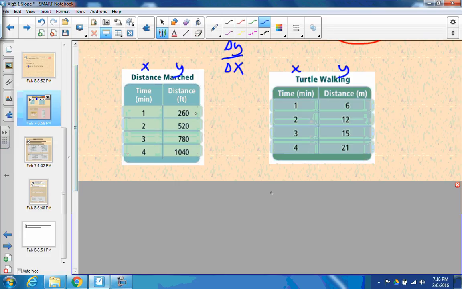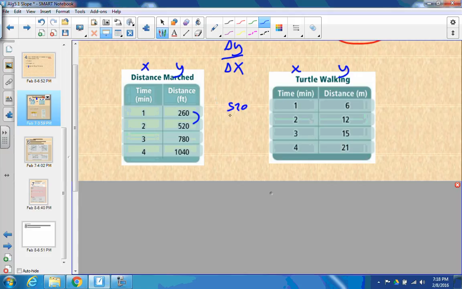So let's find the change in the y. To find the change in the y's, we just do this opposite. We do 520 minus 260. Might need a calculator to do this faster. So 310. That means it's going up by 310 right there.